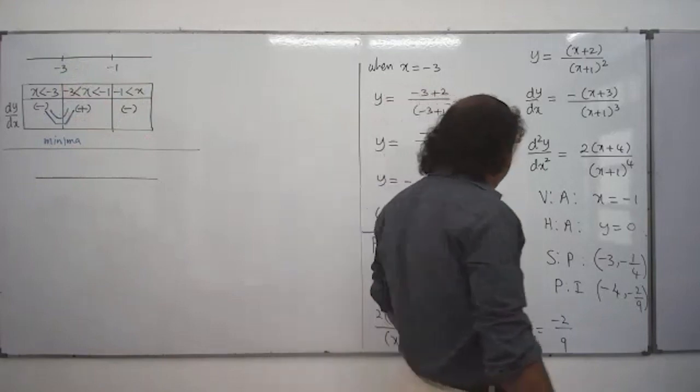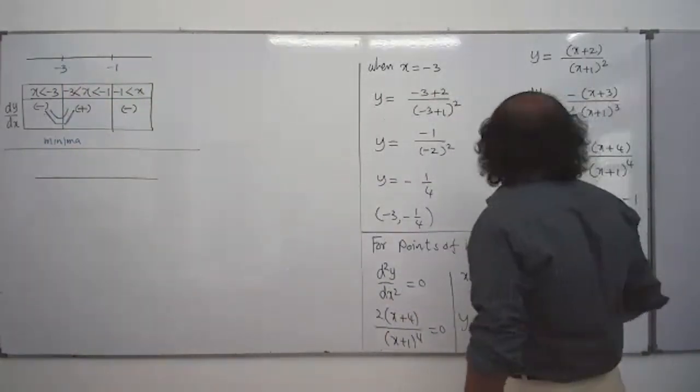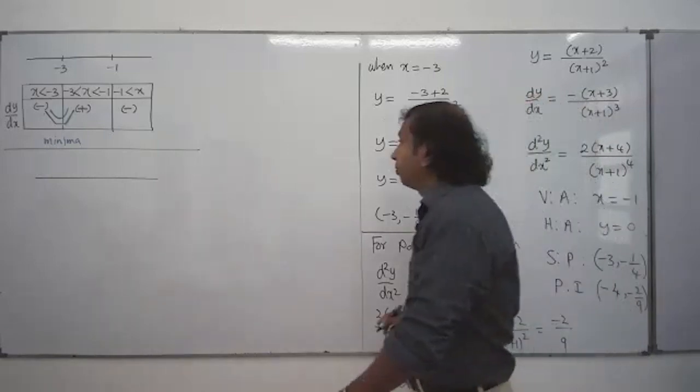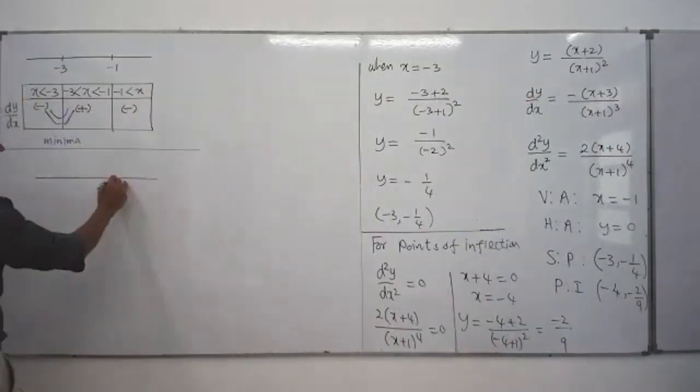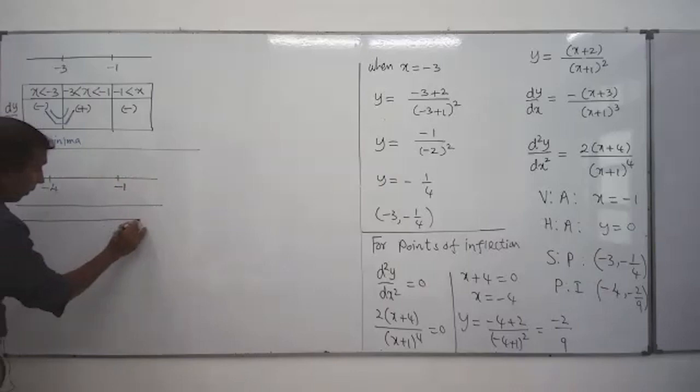Second derivative equals 0 means point of inflection, that is -4. And then we have to put -4, vertical asymptote is -1. -1, -4. They are the x values we have to put in this. Now, accordingly, you can construct the table.